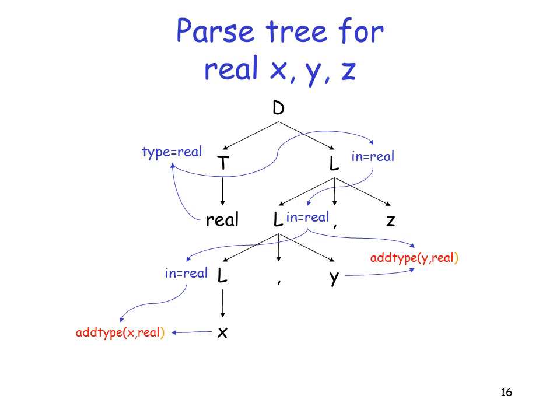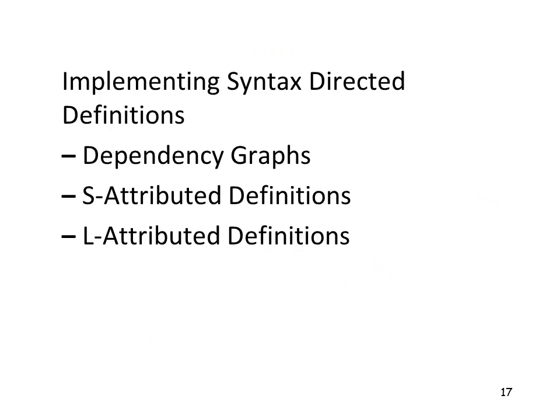Then it will move towards y, the right side of the tree. Then it will add the information regarding y also into the symbol table. Then as a next step, z, the information regarding z also will be entered into the symbol table.